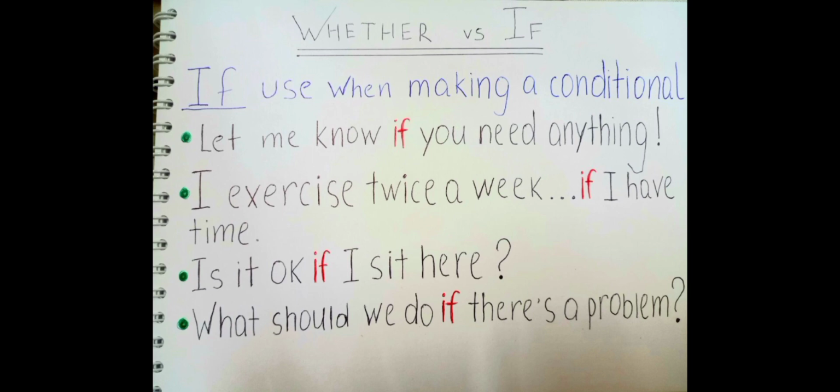One more example here. Is it okay if I sit here? This is a question, a very common question. Is it okay if I do something? Is it okay if I use your phone? Is it okay if I sit here? This is a common way to ask permission.